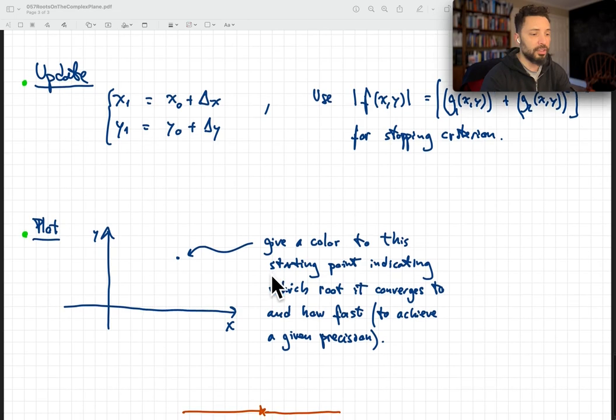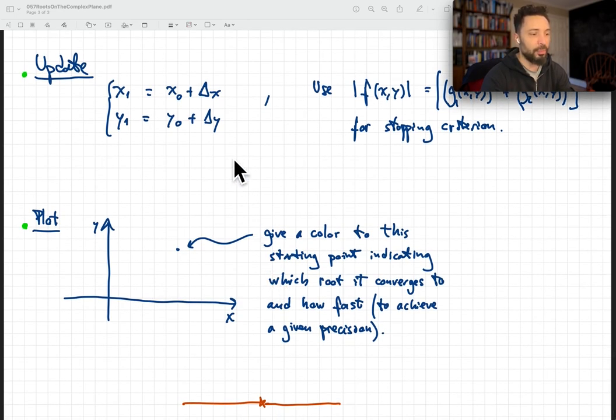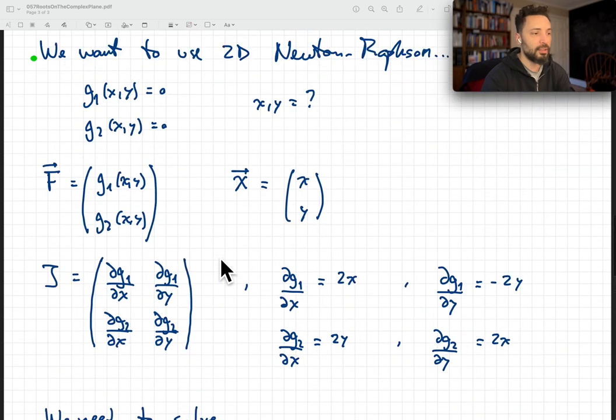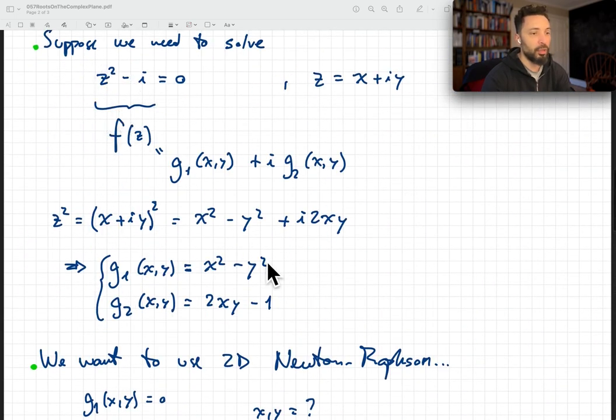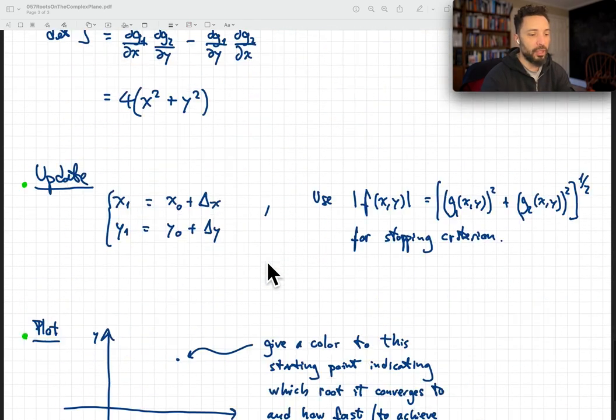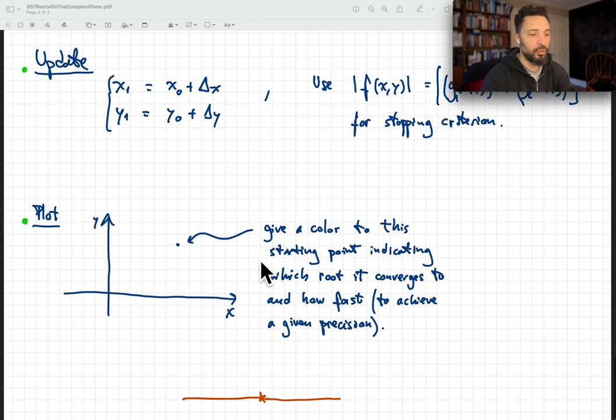Finally, something very interesting about this type of problem with polynomials in particular is that you can plot in the complex plane, for each given point that you use as a starting point, you can give it a color. And that color could indicate which root it converges to. Functions such as this one that we started with, that is quadratic, will typically have two distinct roots. Functions of higher order will have multiple roots. For example, a polynomial of order n will typically have n distinct roots. And so you can give each point a color indicating which root it converges to.